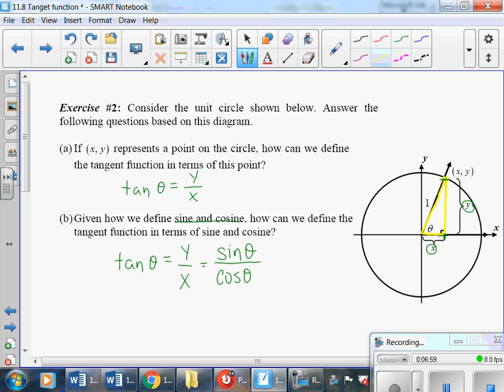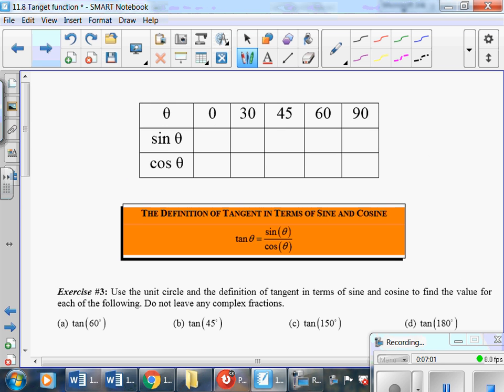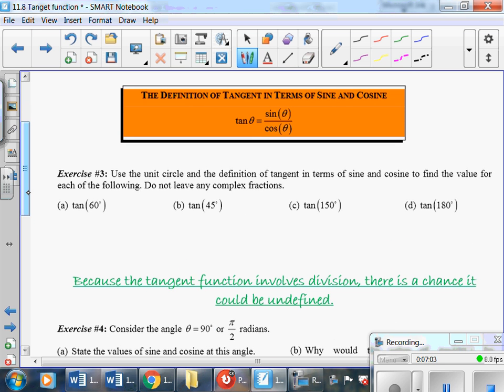Right underneath here, I actually write that out for you. So this is the next thing on your page. The definition of the tangent in terms of sine and cosine: tan theta equals sine theta over cosine theta.